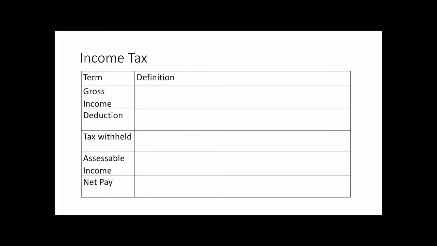The first one is gross income. This is the amount of money that someone earns before the government takes any away for tax. This is the amount that you would get offered a salary as, but after you get paid, you have to pay tax on that.